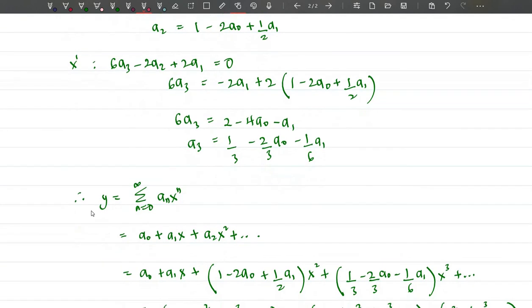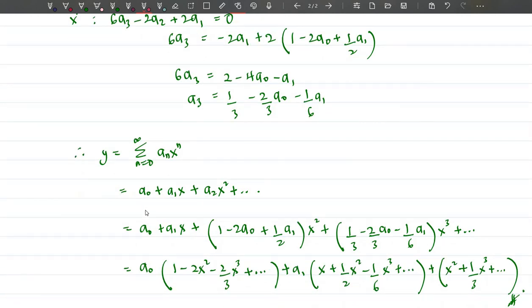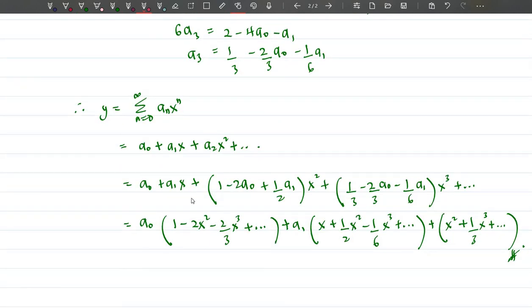Next, y equals the summation from n equals 0 to infinity of a_n x to the power of n. So this would be the expansion a0 plus a1x plus a2x squared plus until infinite. And then here you just need to substitute the value of a2 that we have obtained earlier and also a3. Then factorize a0. Open the bracket, what's the term inside, and then plus a1, factorize all the terms involving a1, plus everything that involves the constant at the back. And that will be it, the solution for this question.